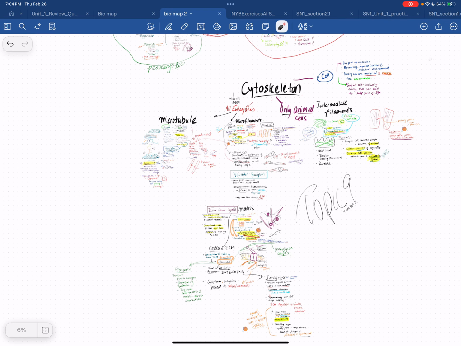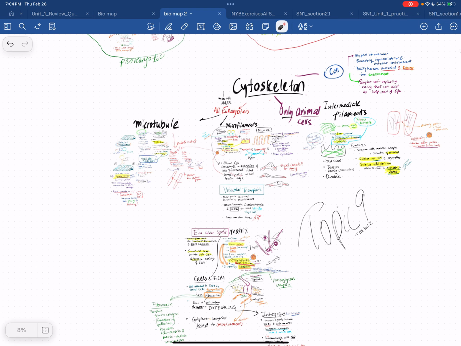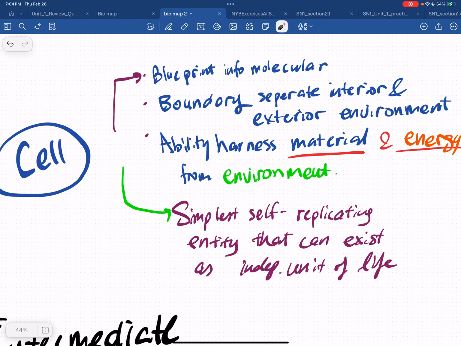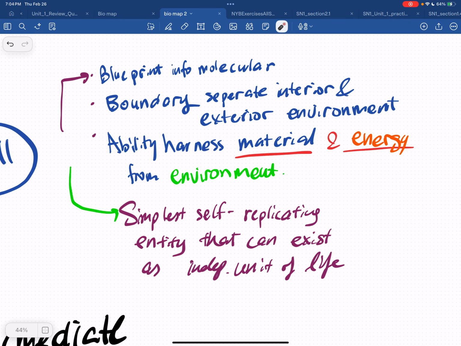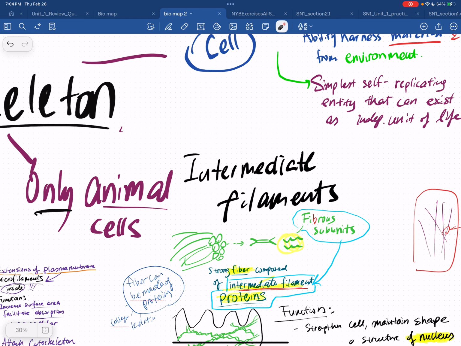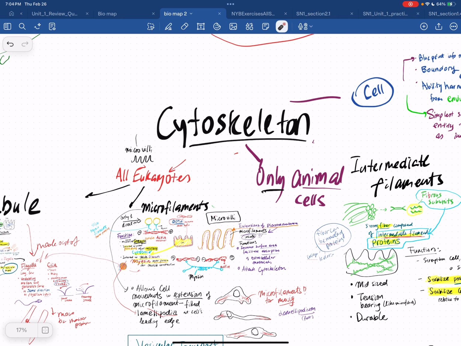So now we're on to topic 9, which is everything about the cytoskeleton. Reviewing: cells have a blueprint, a boundary separating interior from exterior, and the ability to harness material and energy from the environment. They are one of the simplest self-replicating entities that can exist, and they're the smallest individual units of life. Like the bones that we have, like skeletons, cells also have cytoskeletons.